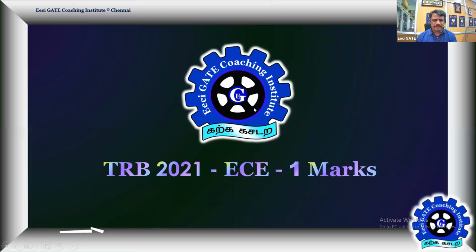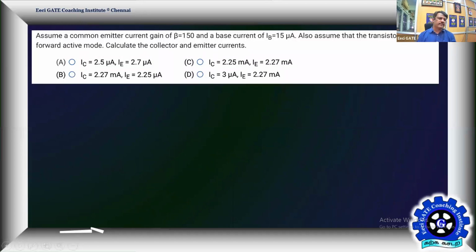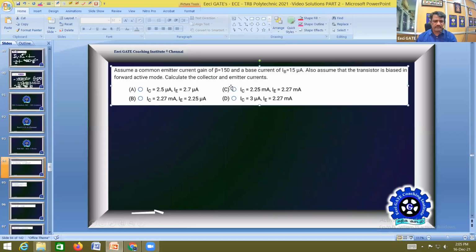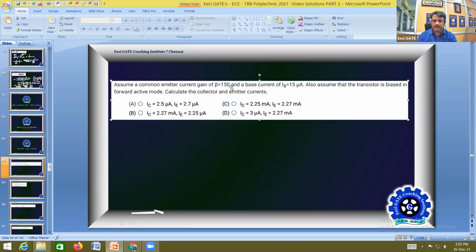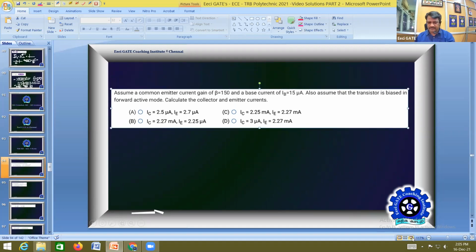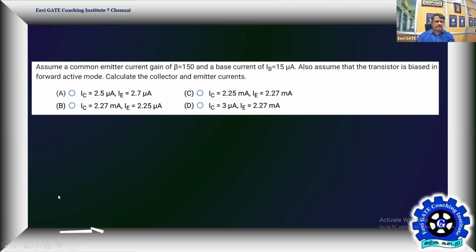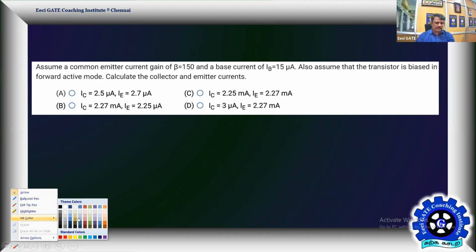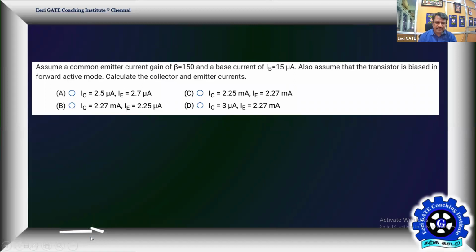Next problem, that's from analog electronics. For the sake of visibility, let me move it a little down. That's the problem. Given a common emitter current gain, so instead of giving beta straight away, he mentioned common emitter current gain. Anyway it's beta, so beta is given as 150.